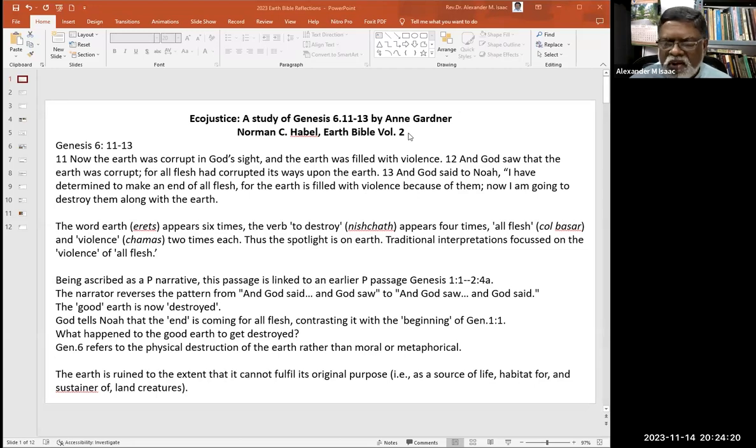But traditional interpretations of this passage did not take this earth factor seriously. Instead, they focused on the violence of all flesh. It is true that the violence of all flesh created the havoc to destroy the earth. But the word earth, eretz, appears 6 times, and according to Anne Gardner, the spotlight in this passage is upon earth.